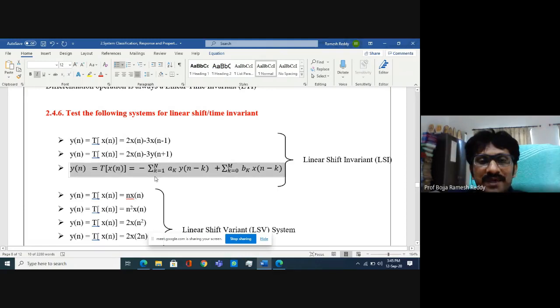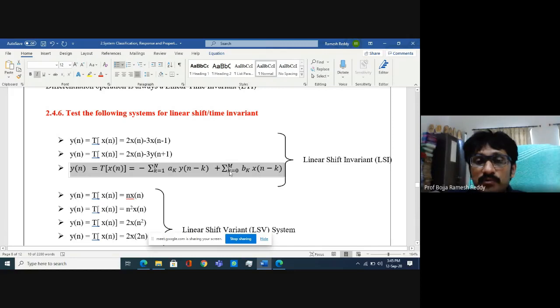If you substitute k equal to 1, k equal to 3, and so on, the output becomes past output. y of n minus 1 is past output, y of n minus 2 is also past output, y of n minus 3 is also past output. Here the present output depends on past outputs, plus if k is 0, it becomes x of n, which is the present input.